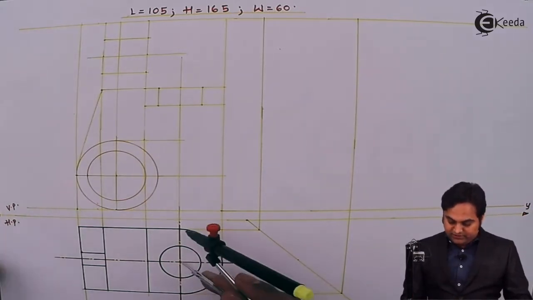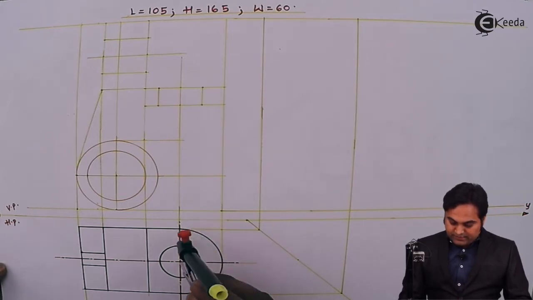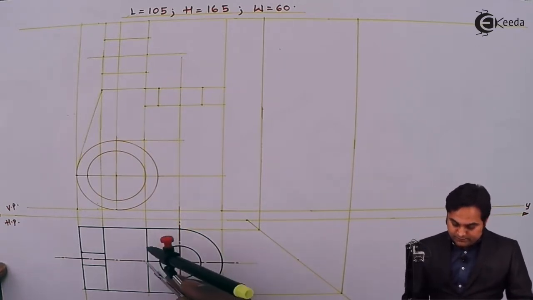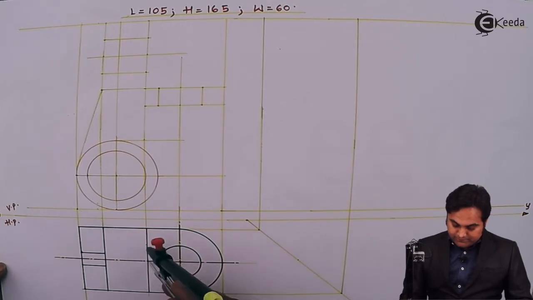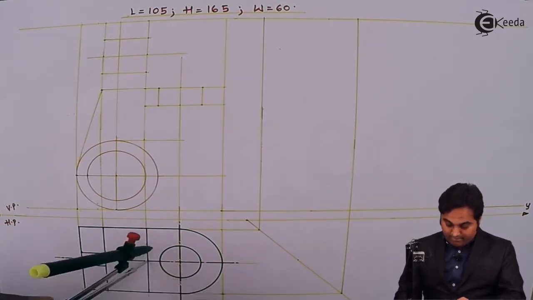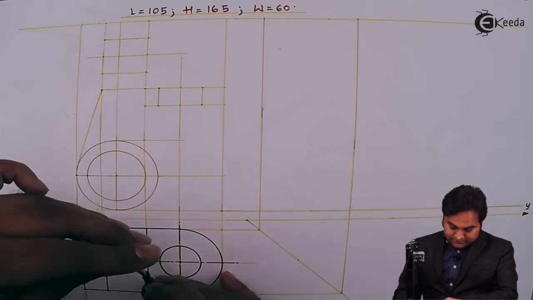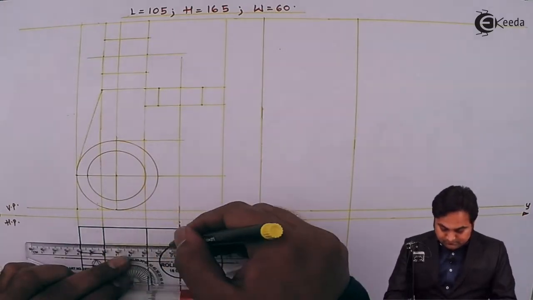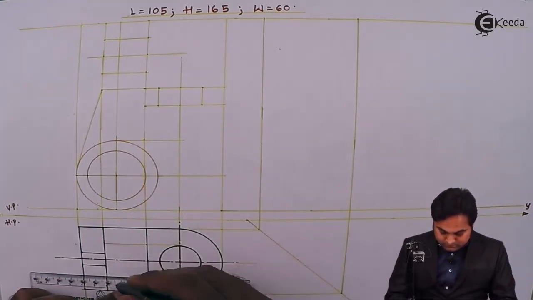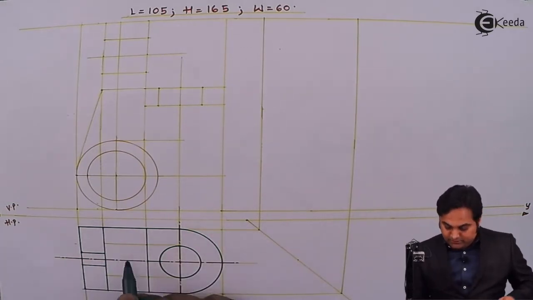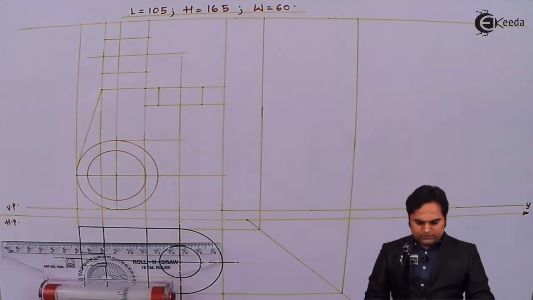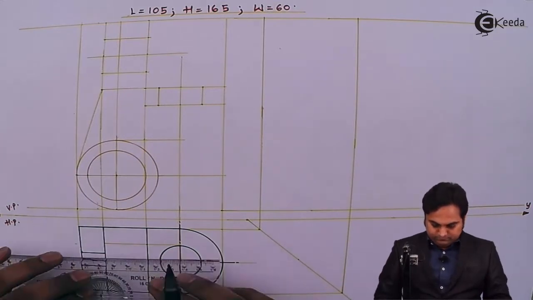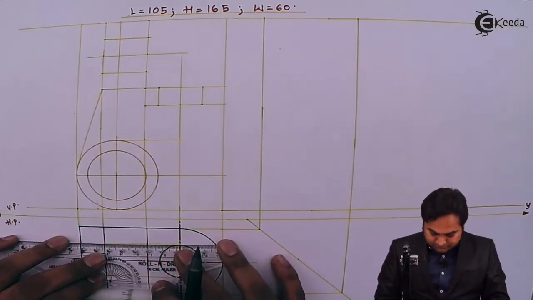Like here also the circle is having the same diameter, so the radius is also same, which is 15 mm, and marking the point here as well as here, and then projecting light horizontal lines through them. So here this will be the hidden circle in the top view. I've drawn these light lines for the inner hidden circle.